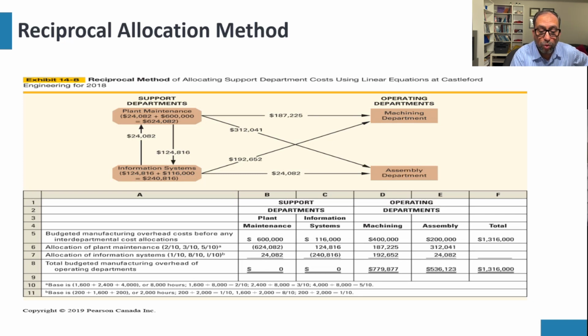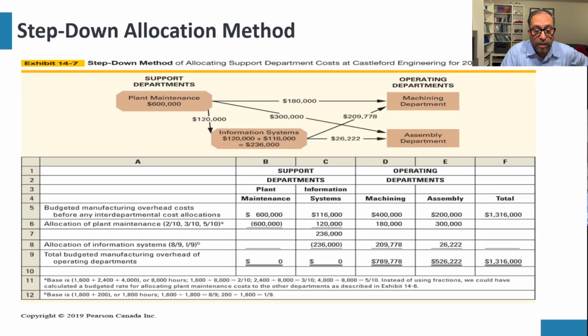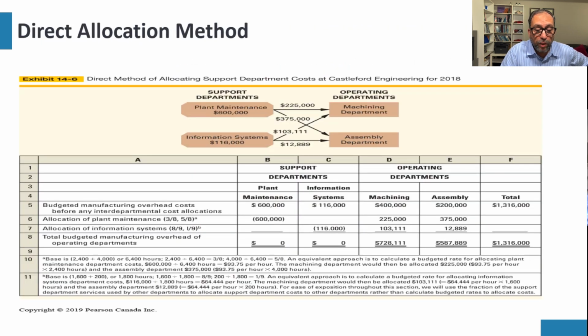Now it is important to note what we are registering here. If we apply the reciprocal method, just focus on one department and you can see: with the reciprocal or simultaneous equation method, we get 779 for the maintenance department. If we apply the step-down method, we get 789, so it's a 10,000 difference. And if we apply the direct method, we get 728. It's a huge difference of about 40 or 50,000, which is big.